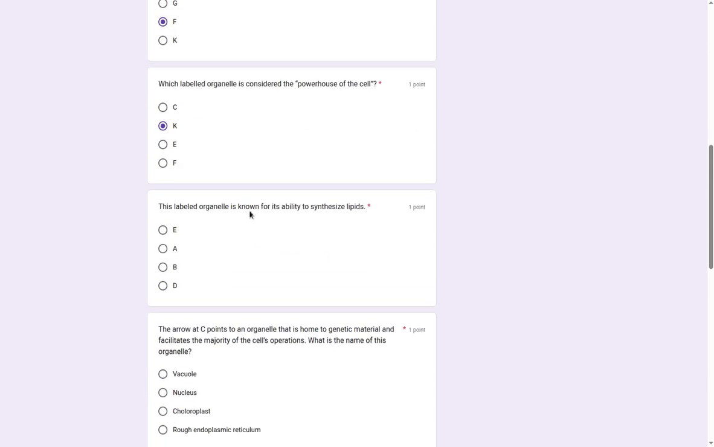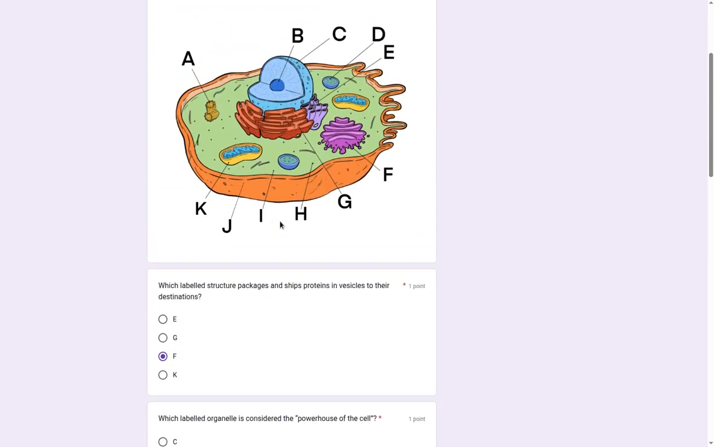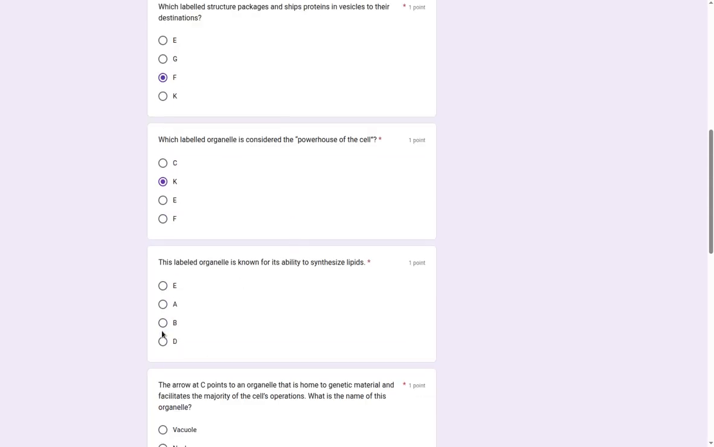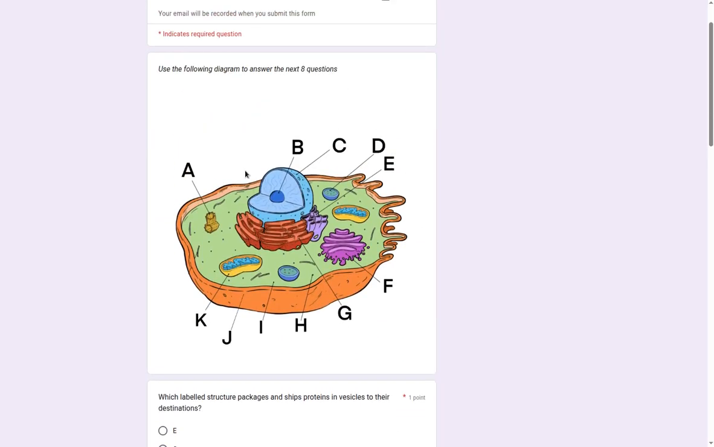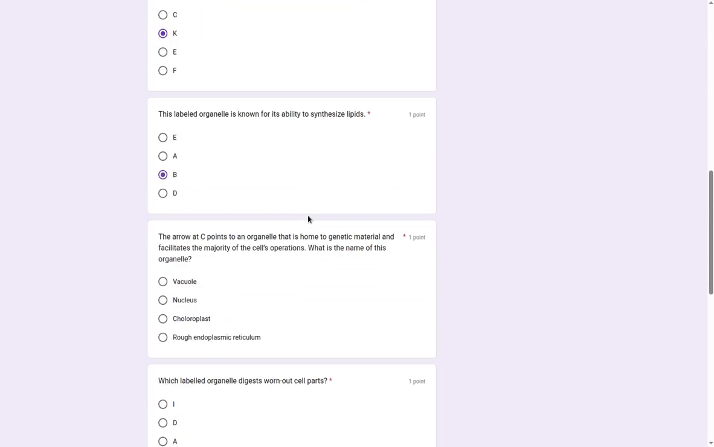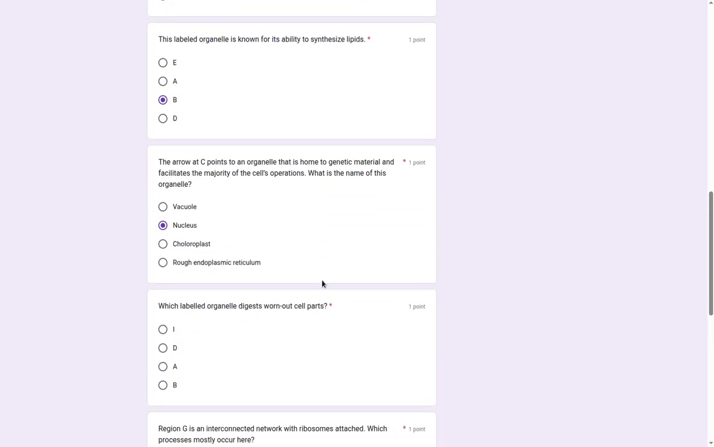This labeled organelle is known for its ability to synthesize lipids. Okay. No, maybe B. The arrow at C points to an organelle that is home to genetic material and facilitates the majority of the cell's operation. What is the name of this organelle? Okay. At C. So I think this is the nucleus, right? So I think this is the answer.